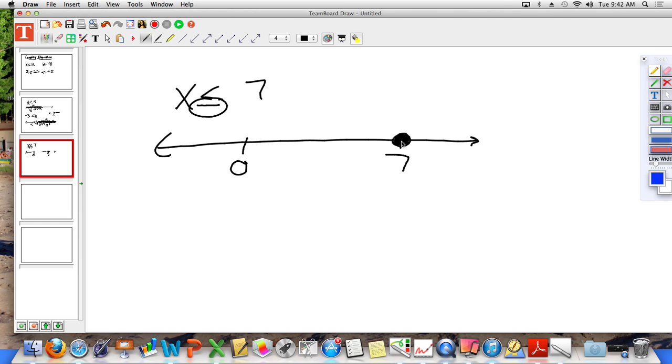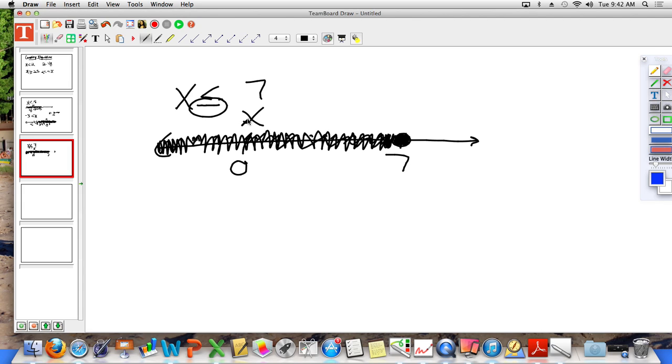Where am I going to shade? Left or right? Everything that is less than 7. Things that are less than 7 fall to the left side of 7. So you're going to do this. Nope, don't need to color. I always say, at least give me 0. Give me 0 at least. Put your X there too. We're talking about all the X's less than 7.